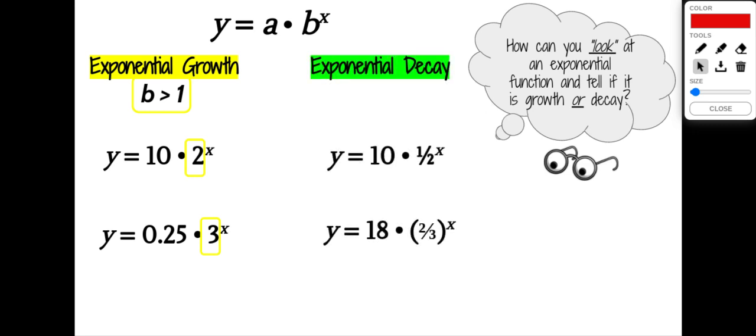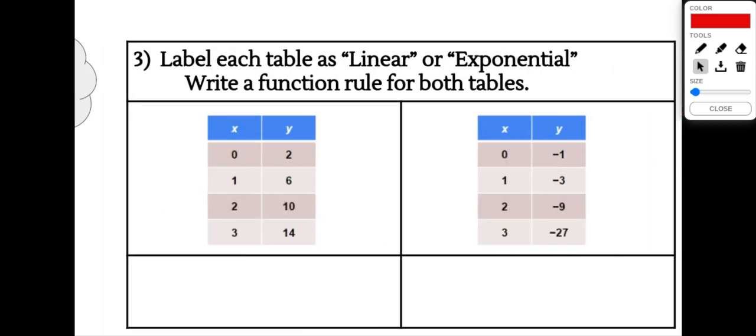All right, these are the decay examples we did. So again, how can I tell it's decay just by looking at it? Well, the b value is going to be less than 1. So I look at the multiplier and I'm multiplying by a number less than 1. That's going to give us decay. So just kind of putting these up here so that you guys can see the difference between the two. We want to be able to look at a function and just know.